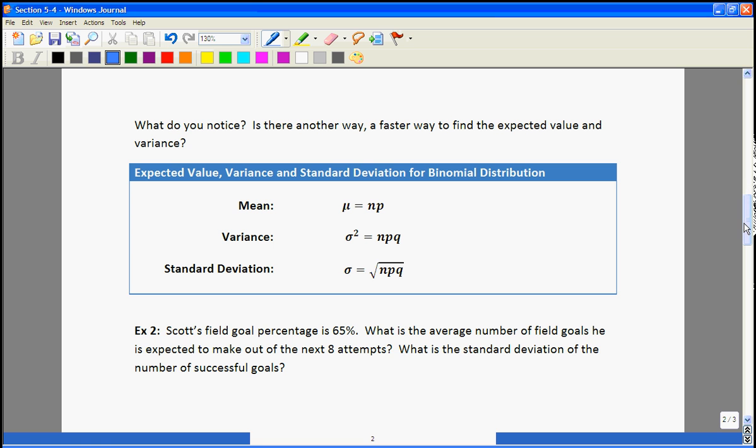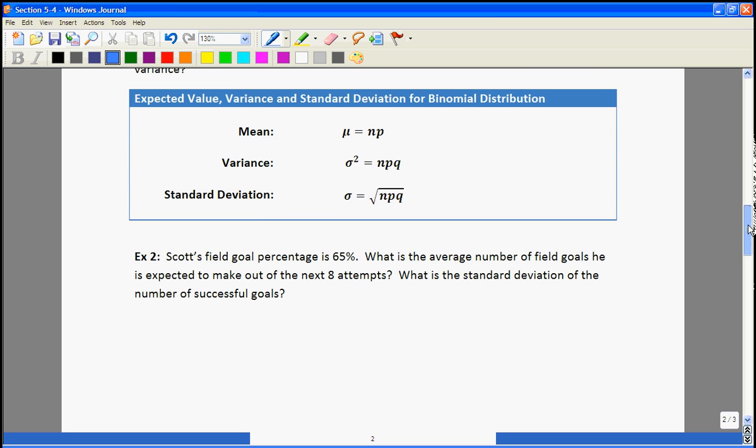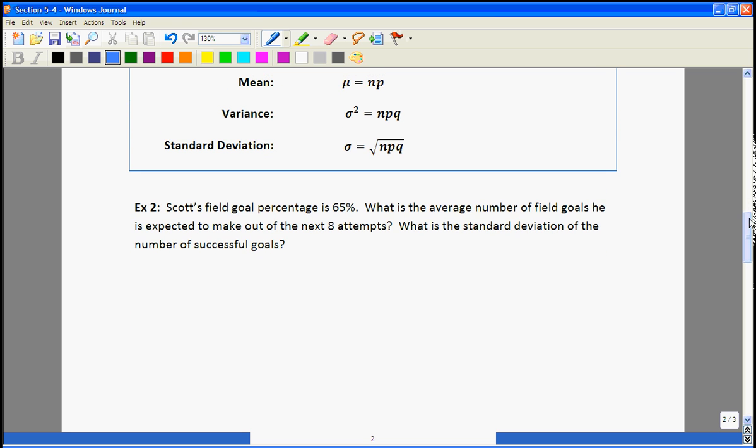And one more thing, the standard deviation, remember, is just the square root of the variance. So once I do npq for variance, I would just take the square root of that. So let's check it out. Let's use these quick methods now on the next problem, example 2.